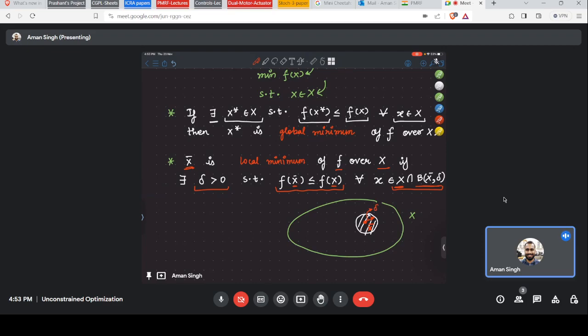So this is the ball of radius r. This is what I mean by a ball of radius r centered about x bar. I don't care about the whole of x. If it is just smaller in that particular region, it is a local minimum. And if it is smaller in the whole of x, then it is a global minimum. So that's what global and local mean.